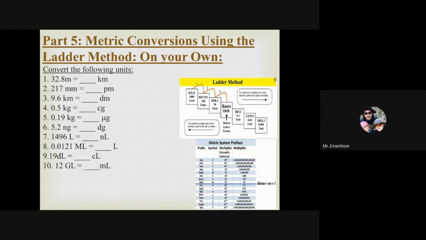19 deciliters. So deci is right here. We're going to go to centi, which is right here. We're going to move our decimal place to the right once. So move the decimal place to the right. It's 190. That's easy.